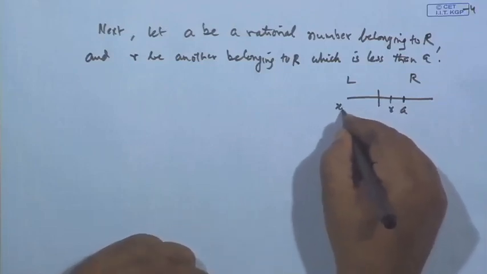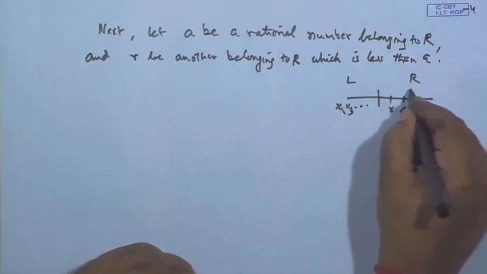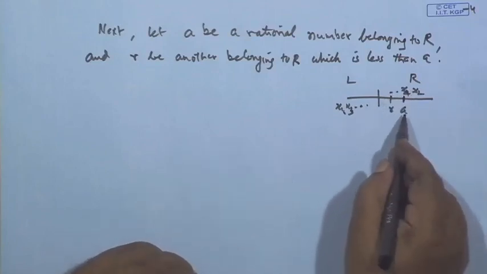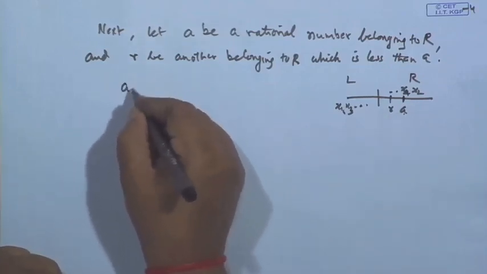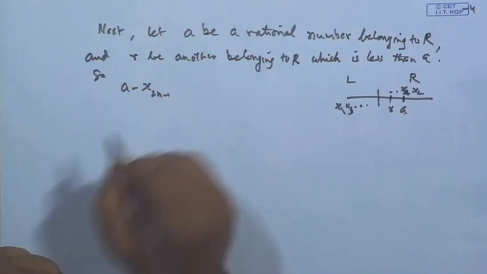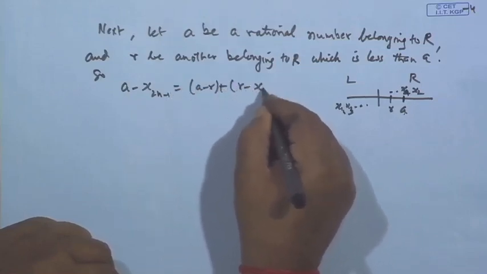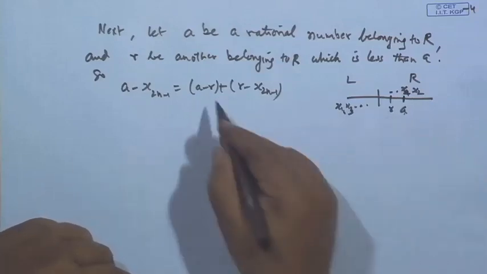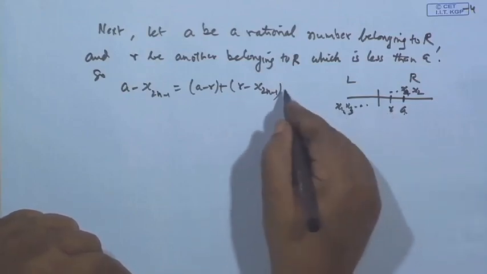Now, these are the sequences x 1, x 3 and so on, odd sequences. Here we are getting x 2, x 4 and so on. These are the sequences x 2. So, if we take the difference of this from the lower term, what do you get? A minus x 2 n minus 1, odd terms. This is equal to A minus R plus R minus x 2 n minus 1. Now, A is greater than R, so this term is positive. Now, R is a rational number belonging to the class, so every element of this will be greater than the element of this. So, it is positive.